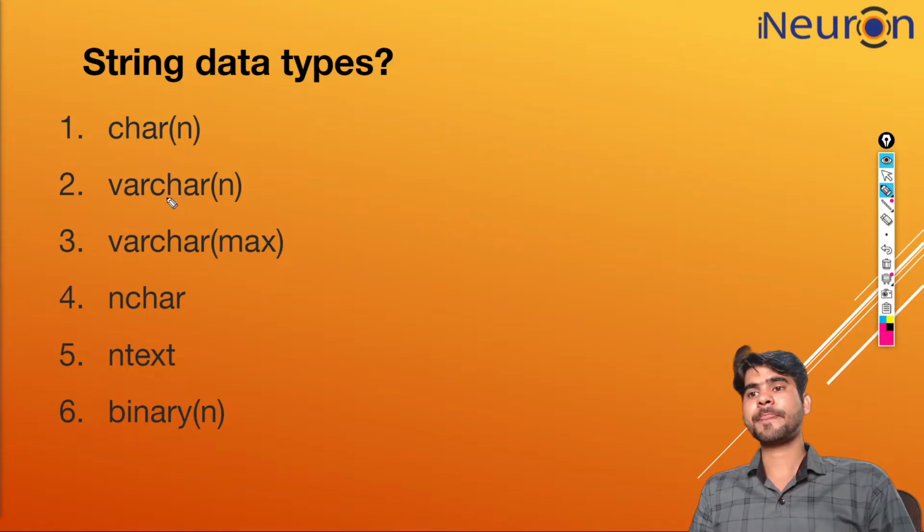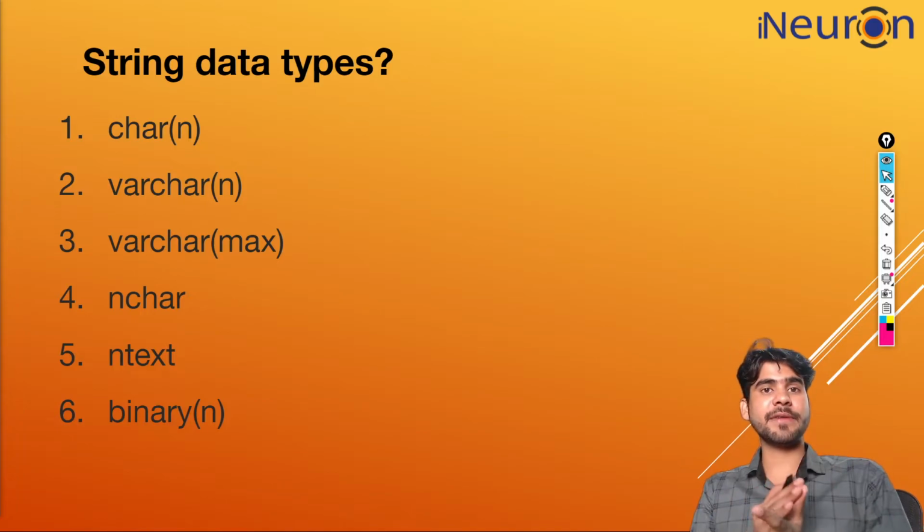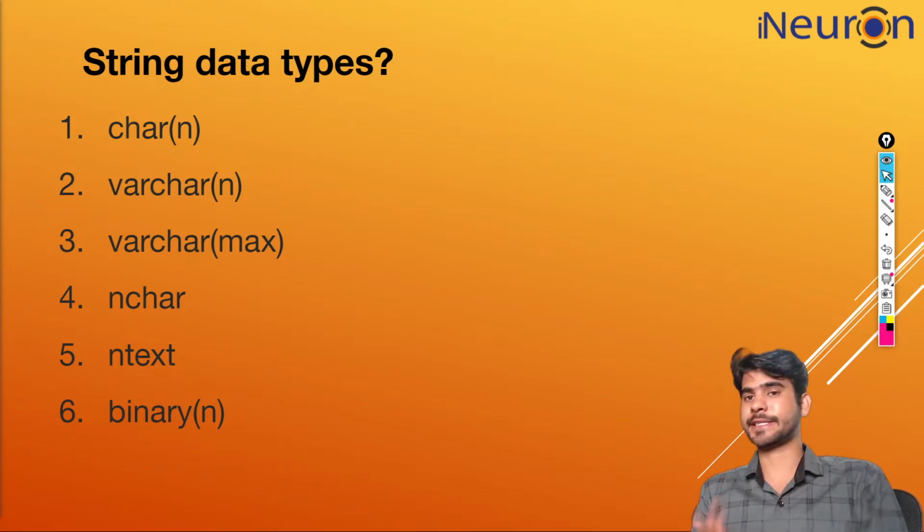Next we have varchar. Varchar is a variable width character string data type, and you can also define its size up to 8,000, guys. So varchar n is the variable width character type.